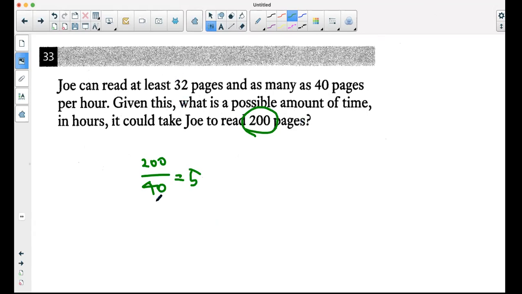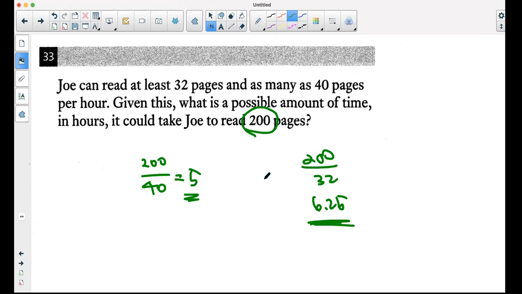And the second one is what? 32. So 200 divided by 32. That's 6.25. So, in fact, we are looking for anything between 5 to 6.25 hours. That's basically what we have to do. Okay, that's all there is, nothing much.